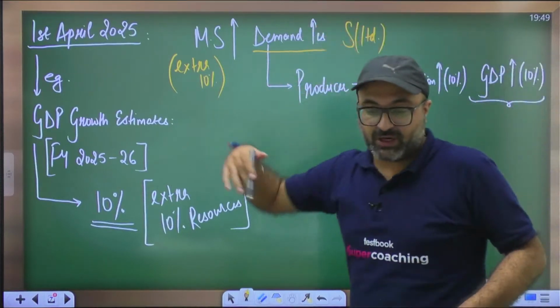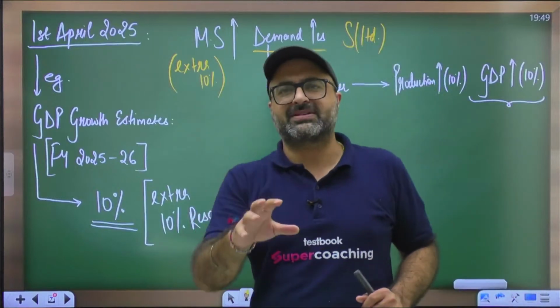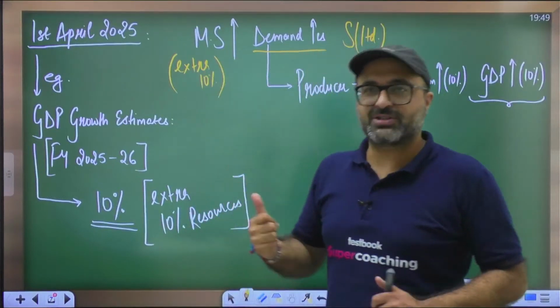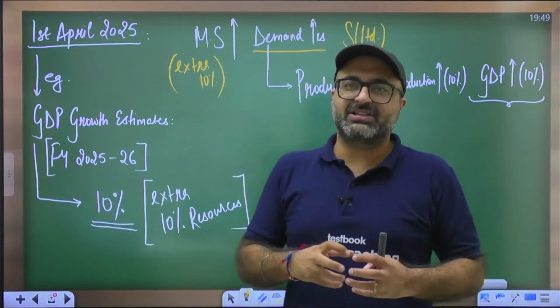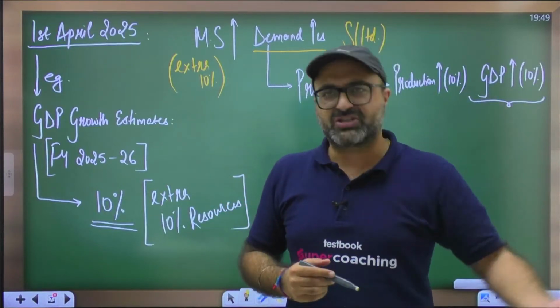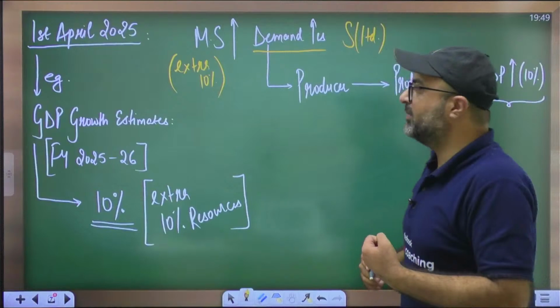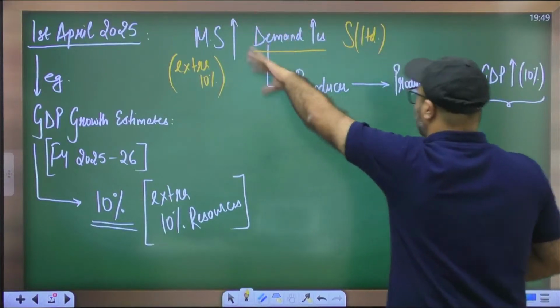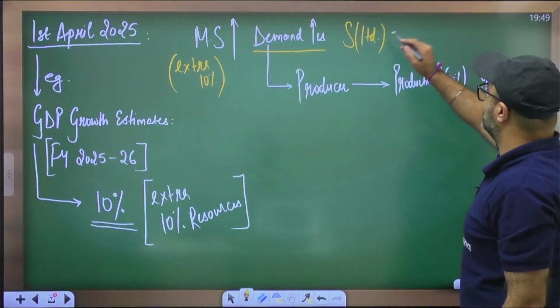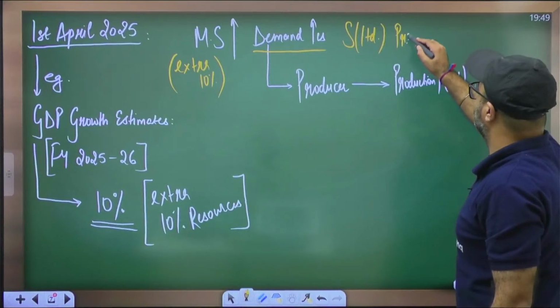demand increases, because to increase demand, you just put money in your pocket and your demand increases the next day. But to increase production, there are a lot of things, a lot of factors. We need machinery, we need labor, so it will take time. So initially money supply increases, demand increases, supply is still the same, which results in increase in price.